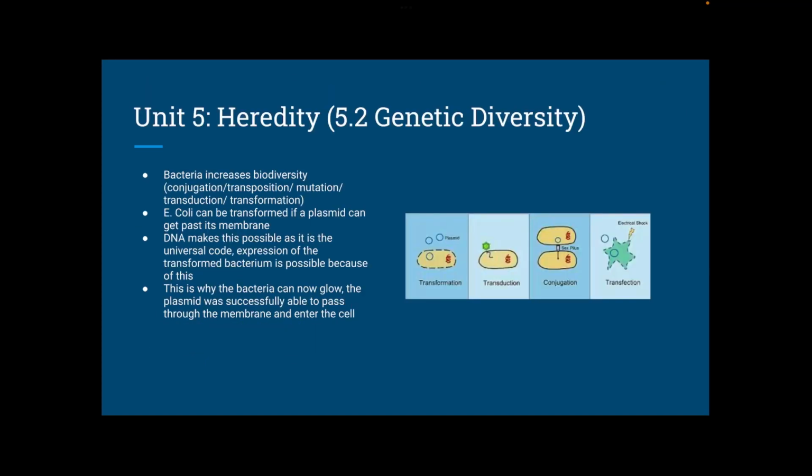Unit 5, Heredity, 5.2, Genetic Diversity. So bacteria increases biodiversity through conjugation, transportation, mutation, transduction, and transformation. So within the lab, the E. coli can be transformed only if the plasmid can get past its membrane. This is also why the heat shock is necessary within the lab. Due to the plasmid being able to successfully pass through the membrane is the reason as to why the bacteria can glow.